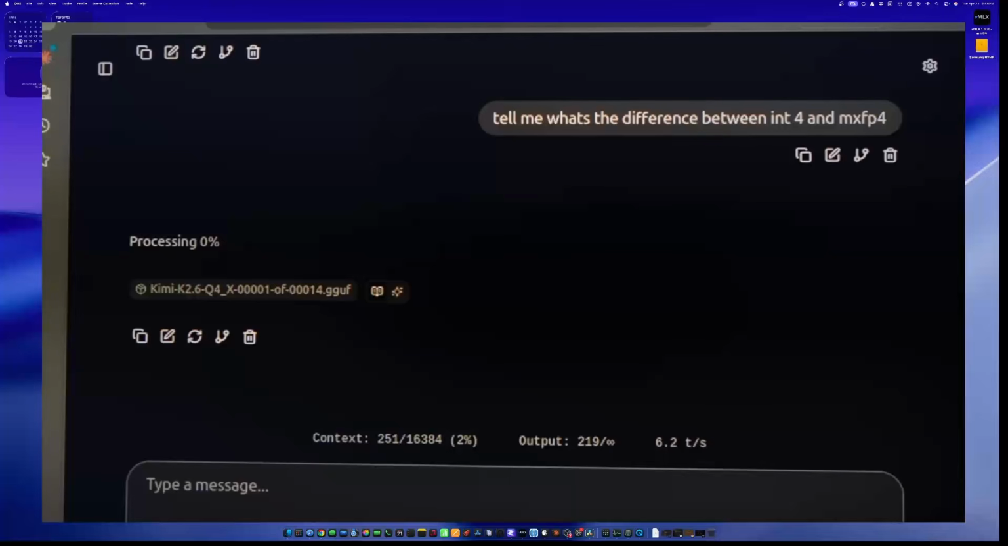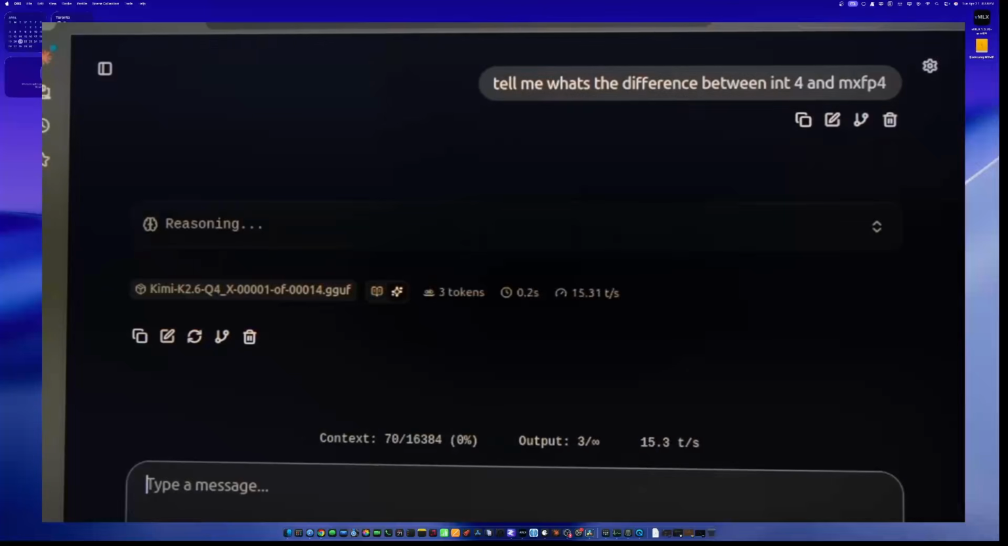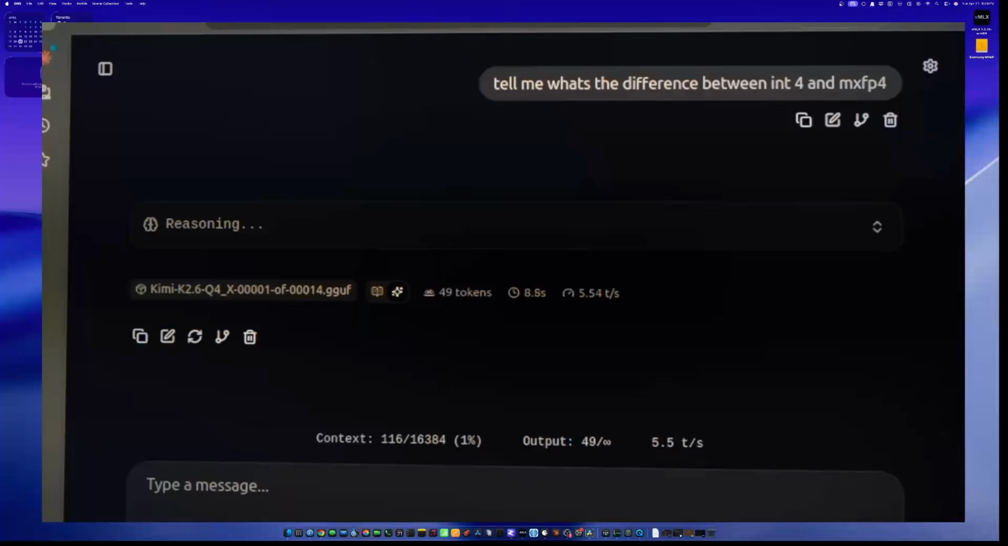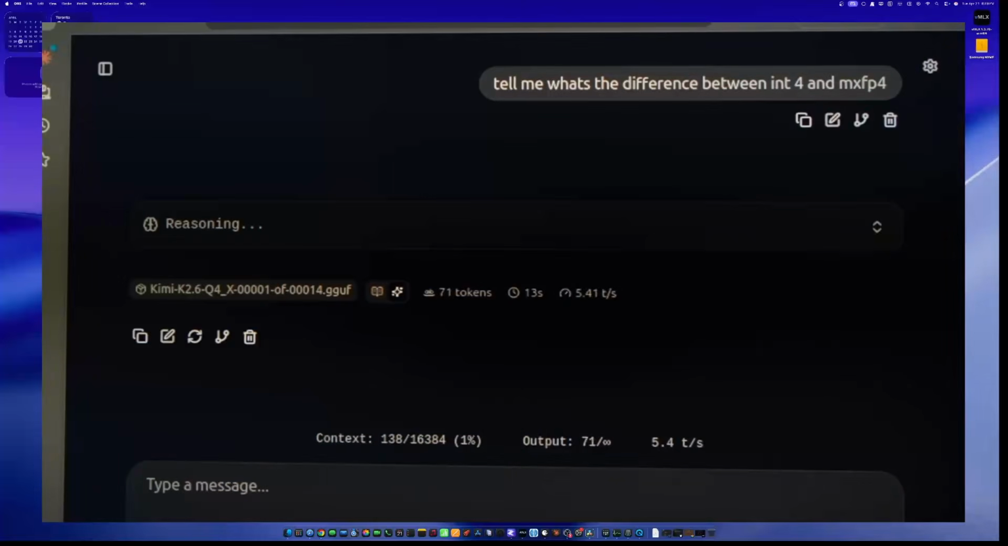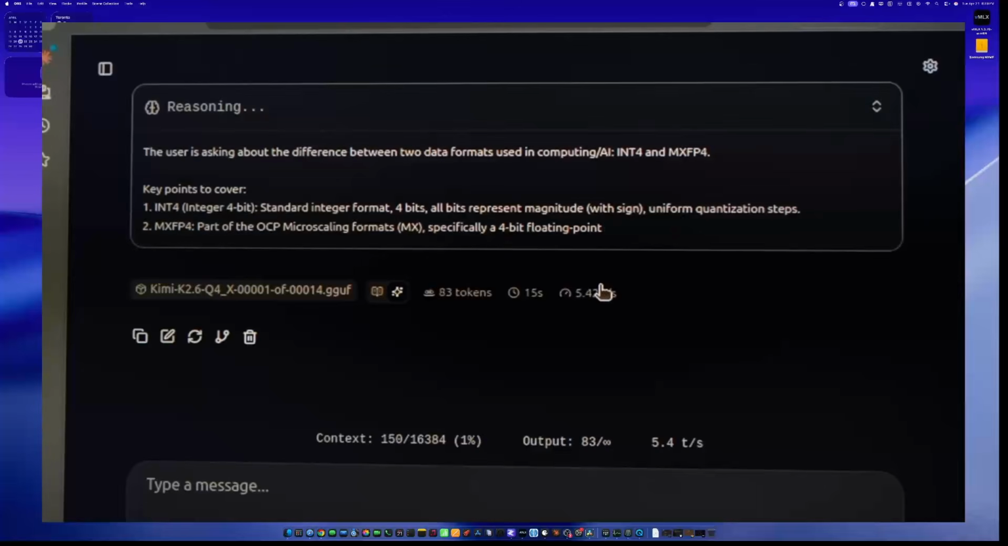So it is useful after a bit of the warm up, and the weights, the experts that you're actually reusing, stay in memory. Potentially, you could get faster speeds if you had a faster GPU, I'm assuming. As you can see, we are utilizing the two 3090s here pretty well.